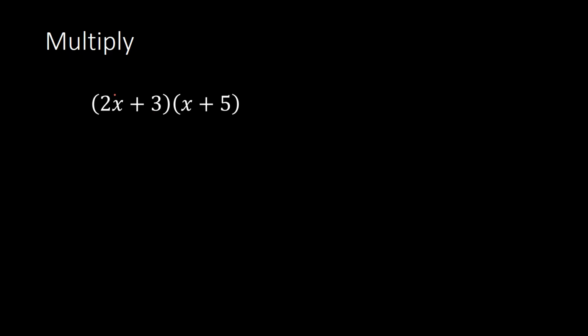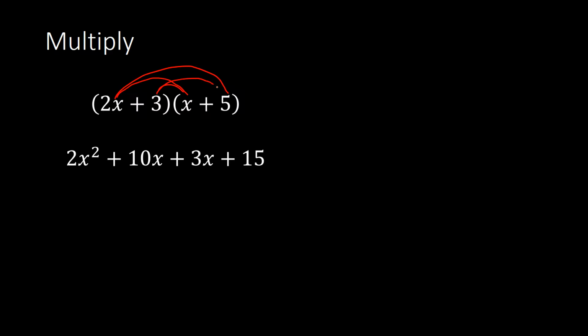So here we take the 2x times the x to get 2x squared, 2x times the 5 to get 10x. And then do the same thing again with the 3. We have 3 times x to get the 3x, and 3 times 5 to get 15. And then combine like terms, 10x plus 3x gives me 13x. Now we've learned how to do that before, and in this lesson we're doing the same thing, just now with radicals.